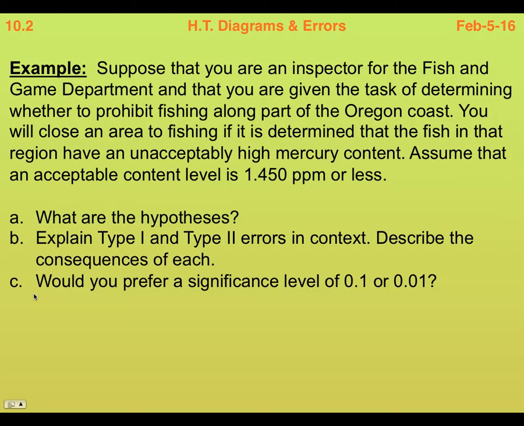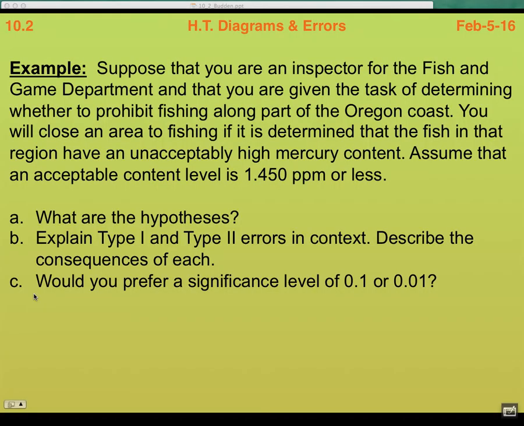Okay, moving on. Suppose that you are an inspector for the Fish and Game Department and that you are given the task of determining whether to prohibit fishing along part of the Oregon coast. You will close an area to fishing if it is determined that the fish in that region have an unacceptably high mercury content. Assume that an acceptable content level is 1.450 parts per million or less. Okay, so first thing that we have to do is we have to define our hypotheses. You can't determine what the errors are if you don't know what the null and the alternative are. So let's do that right now.